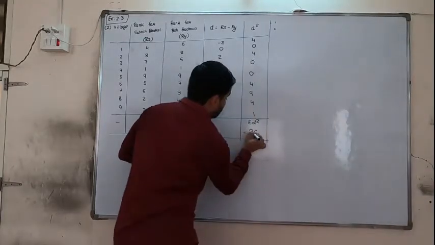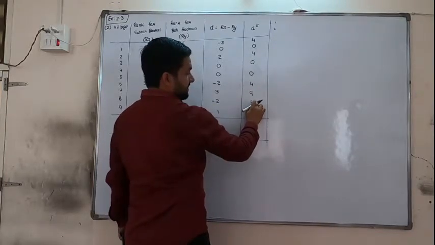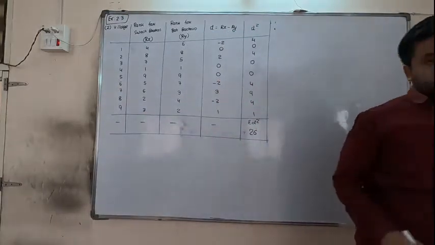Sum is 26. 1, 2, 3, 4. 4 fours are 16, 16 plus 10 is 26. Okay.